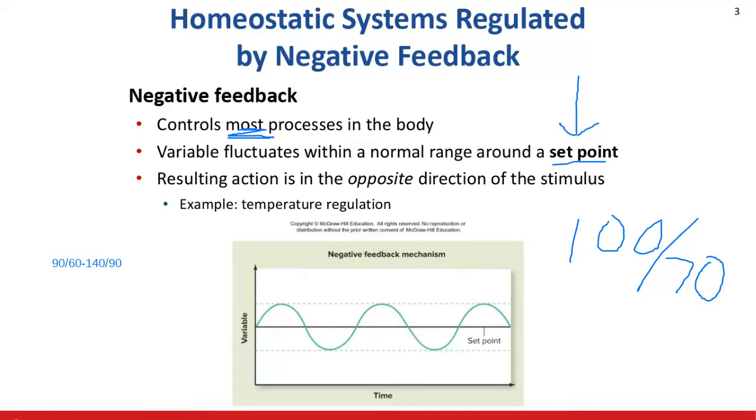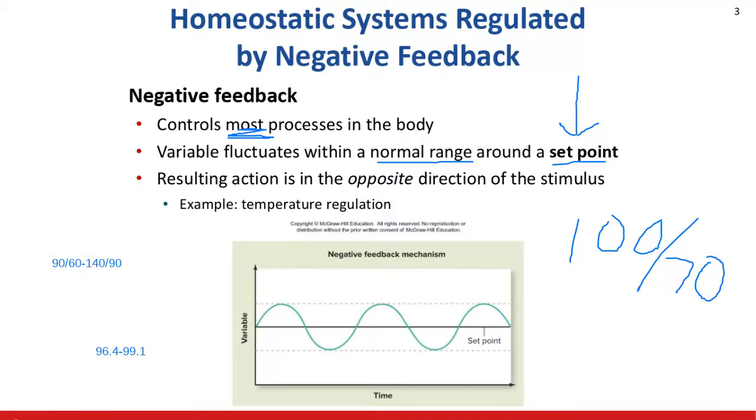Temperature, same thing. 96.4 degrees Fahrenheit to 99.1 is going to be the normal range for our body temperature. As long as you fall within that, you're okay. The set point is going to be those common values that we know, where our normal range is going to revolve around.